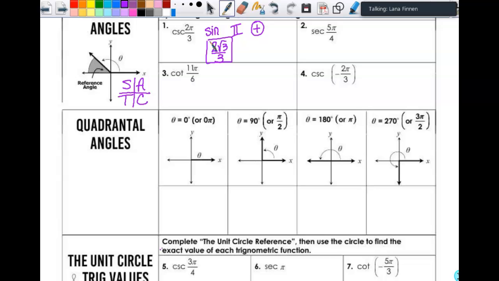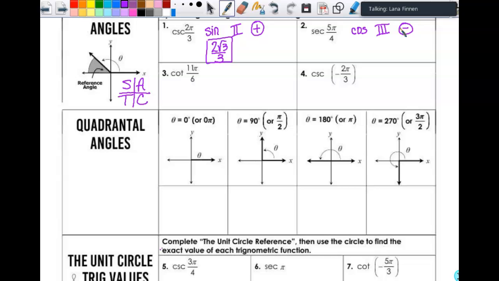Then I move on to the secant of 5 pi fourths. What is the reciprocal of secant? Sine, cosine, or tangent? Cosine, right? Because you have to have one co in every pair. So the reciprocal is cosine. The 5 pi fourths puts me in which quadrant? Third. Okay, and then in the third quadrant, cosine is negative.